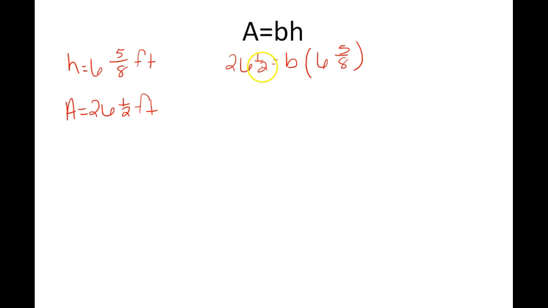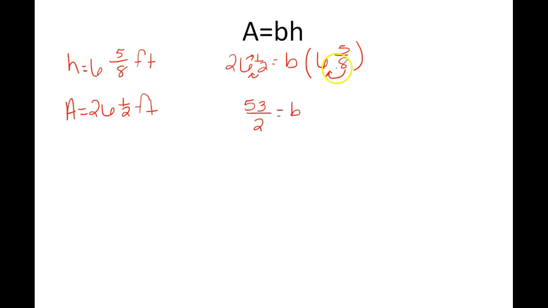When you are working with fractions, the best thing to do is go ahead and rewrite your fraction as an improper fraction, which means the donut method. You're going to multiply 2 times 26 and add 1. 2 times 26 is 52 plus 1 is 53. So you have 53 over 2 equals base. And we do the same thing. I like to call it the donut method.